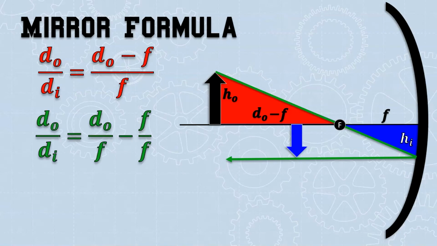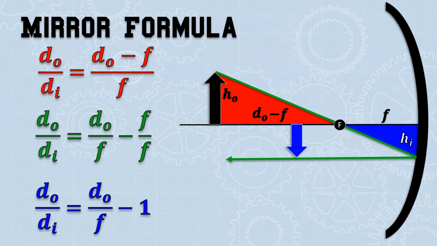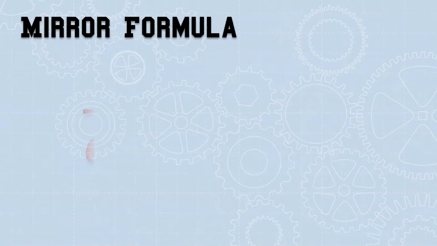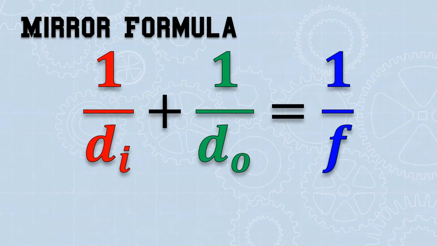Now I can start breaking that fraction apart. DO divided by F minus F, or divided by F, that's really going to be 1 when I divide those out. If you divide both sides by DO, you end up with 1 over DI equals 1 over F minus 1 divided by DO.